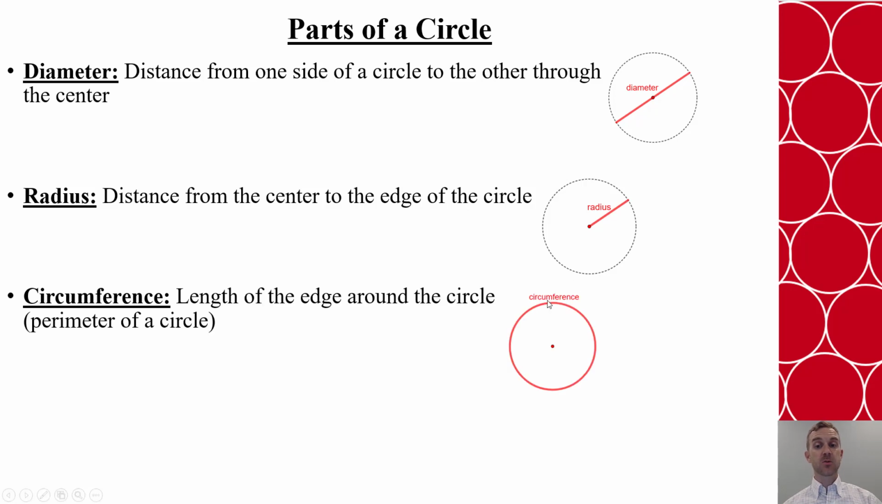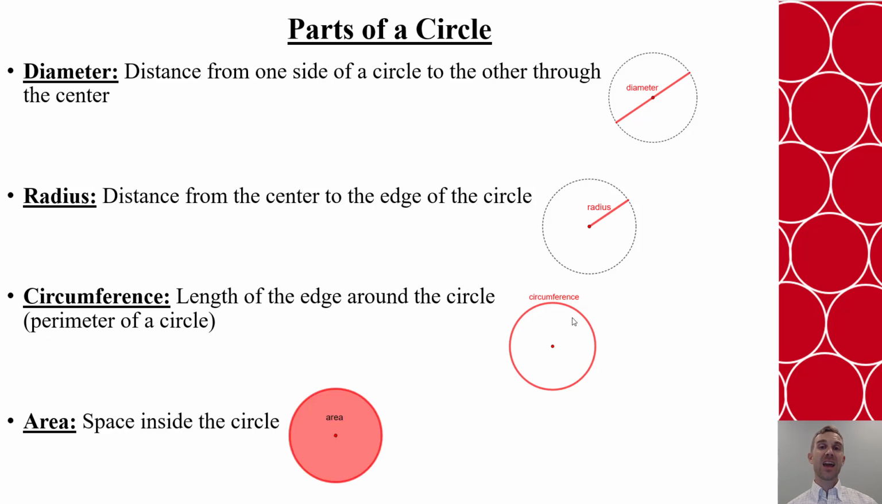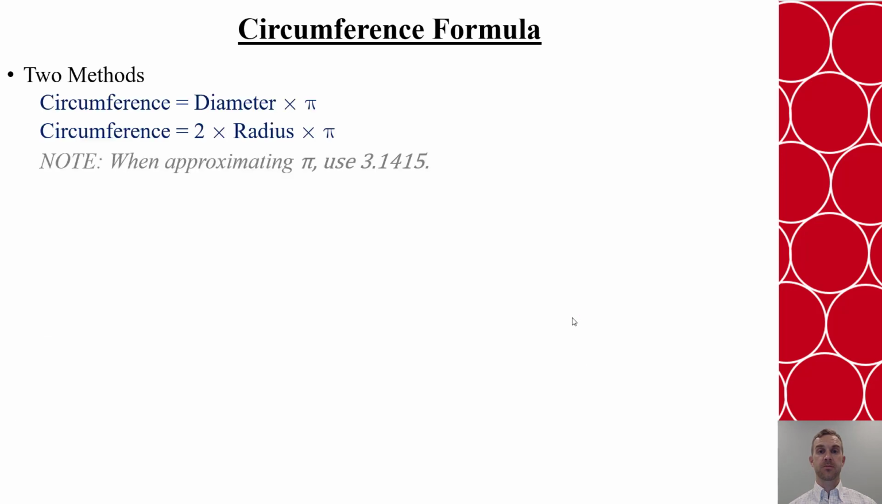The circumference represents the length of the edge around the circle, and if we think about other polygons, this would be equivalent to the perimeter of the circle. And lastly, we have the area of the circle. That's the space inside the circle.